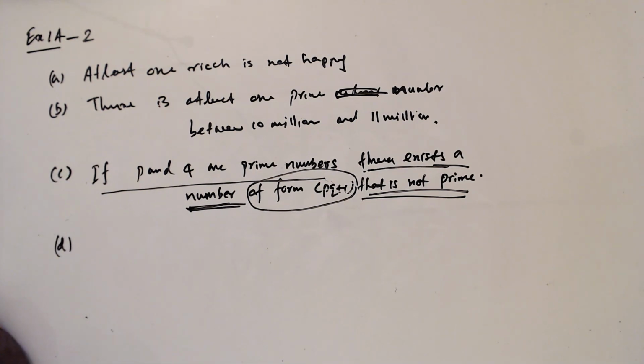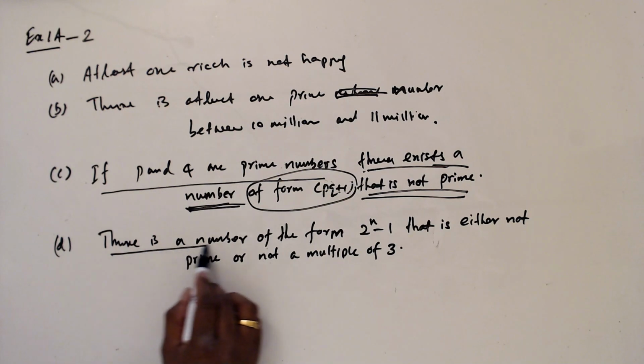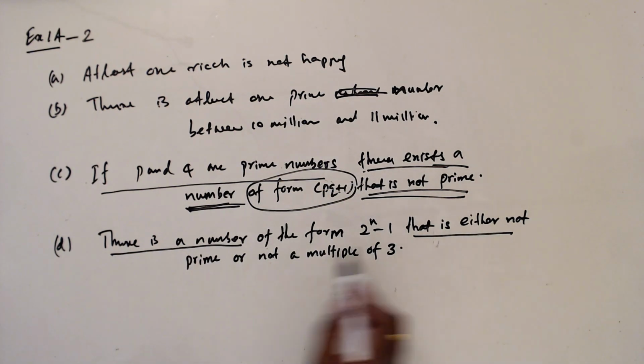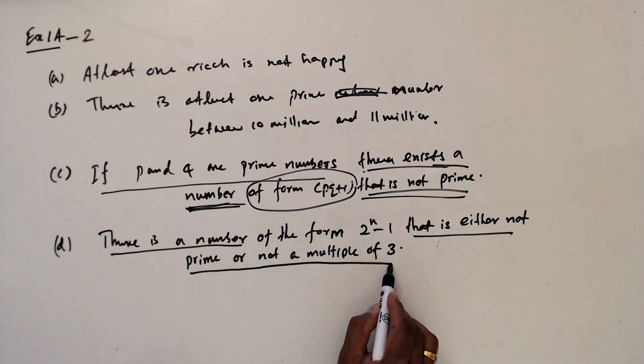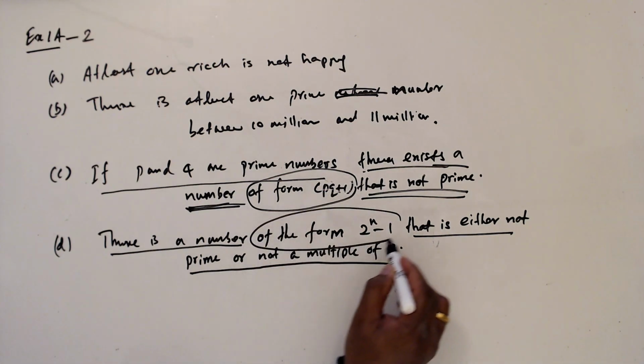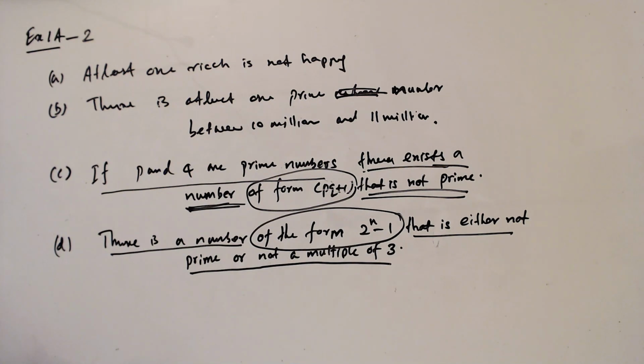So part D, all numbers of the form 2 to the power n minus 1 are either prime or a multiple of 3. There is a number of the form 2 to the power n minus 1 that is either not prime or not a multiple of 3. So this is the negation. The last one is at least one of the above statements is true. So none of the above statements is true. The negation is going to be at least. So we should not give any chance for them, none.